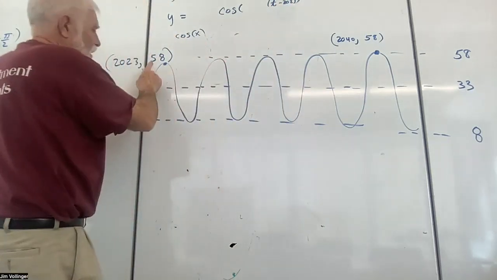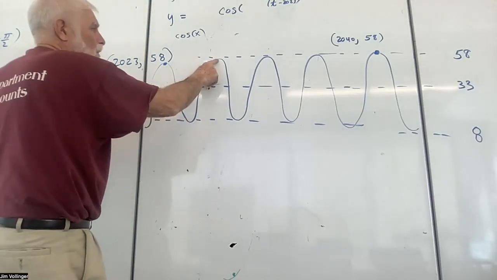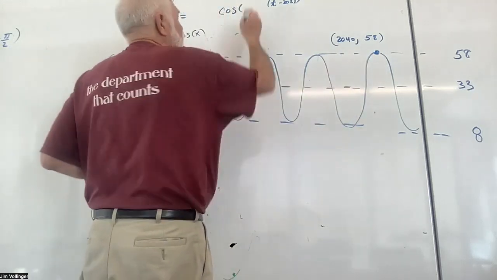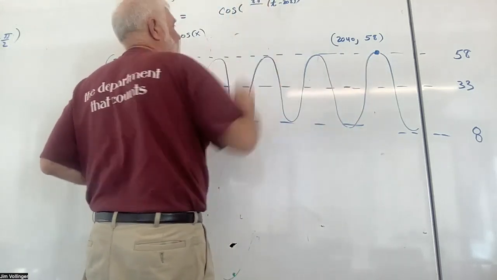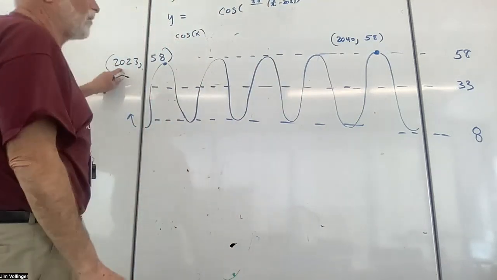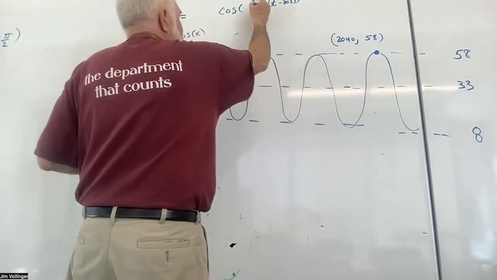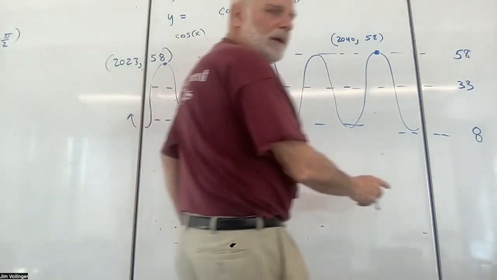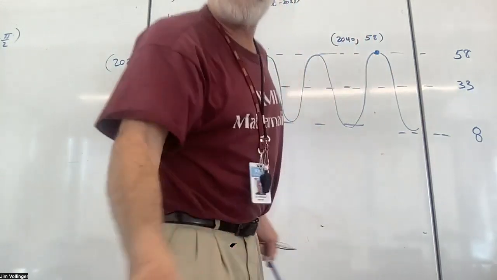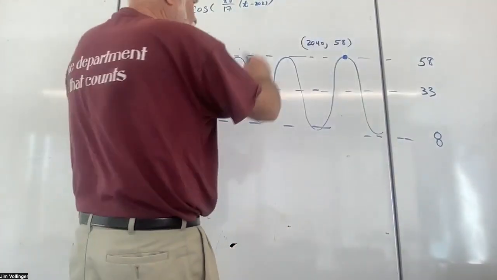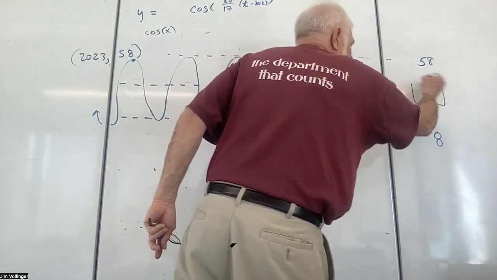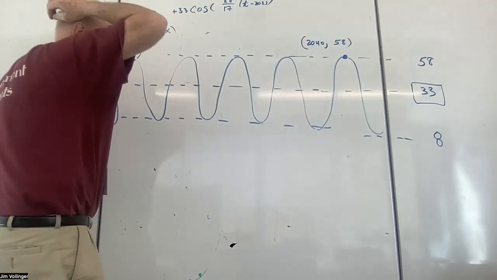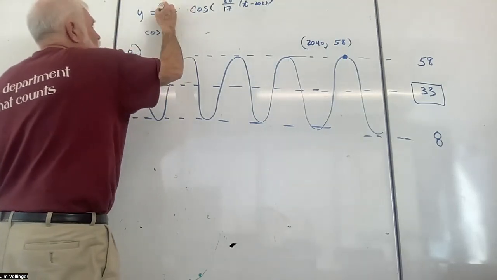And what do we have now? 1, 2, 3, 4, 5, 6, 7, 8 pi. Okay, so we got 8 pi. That's 4 revolutions. How long did it take? 2023 to 2040, 17 years, right? And we are looking at a range of 8 to 58. So what are we starting with to measure here? Well, we're measuring from the center, 33. So we got to get an amplitude of 33, and we're starting, I'm sorry, I wanted that over here.